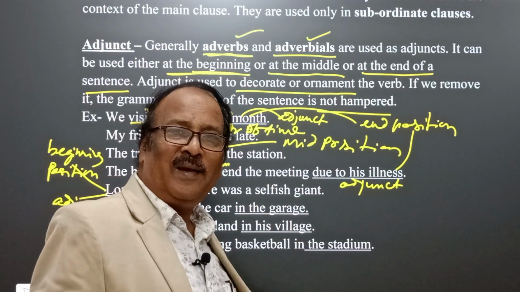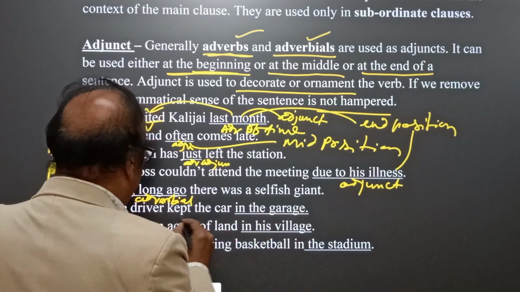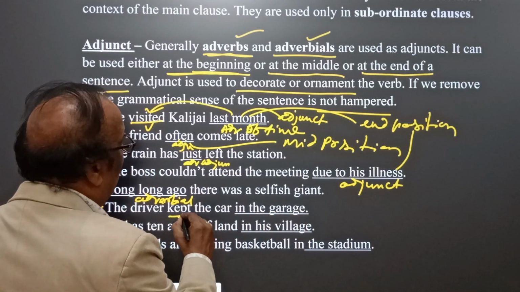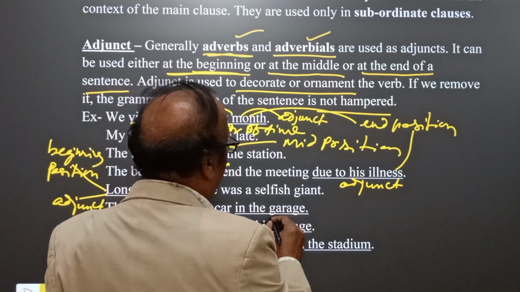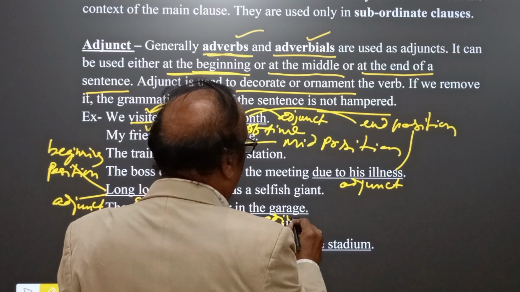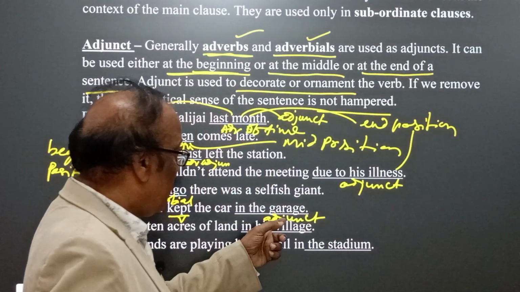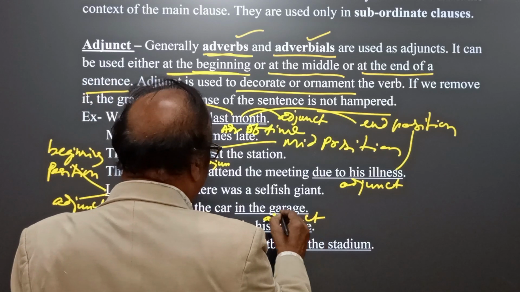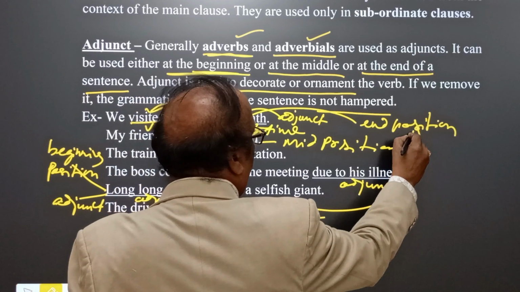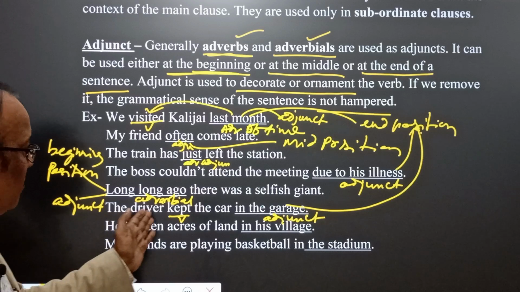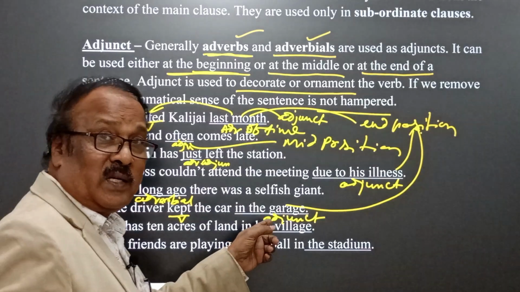There was a selfish giant. Yes. So here we find the matter. The driver kept the car in the garage. The driver kept is the verb. The car is the object. Where? In the garage. Here in the garage is the adjunct, and this is what we call the matter. In the garage, adjunct, and in the garage is found at the end position. So you see, listen how end position. The driver kept the car. Yes. If we remove it, then okay. But it gives extra information.